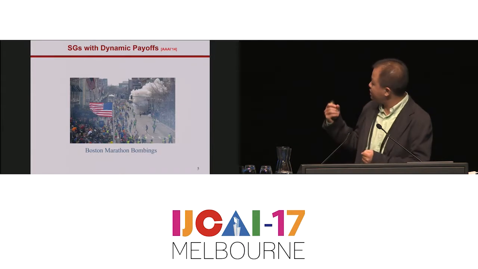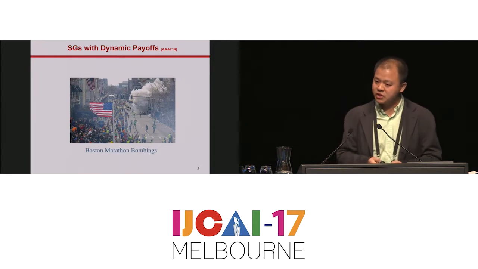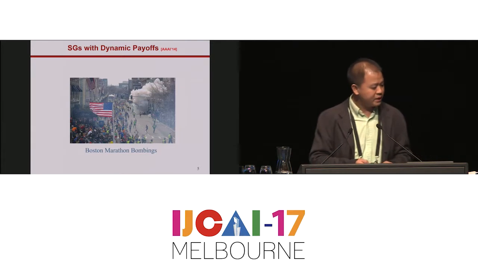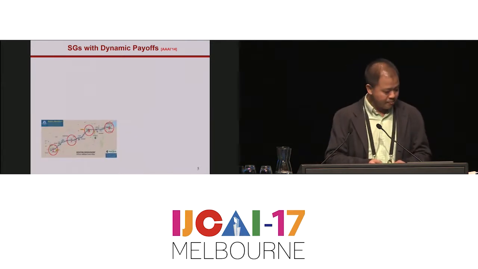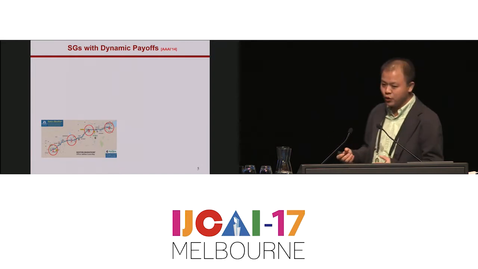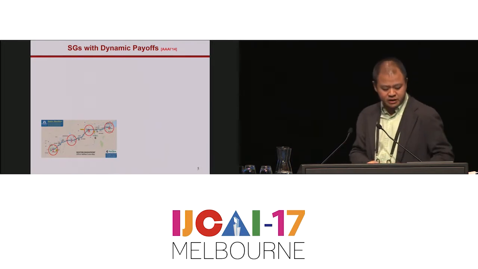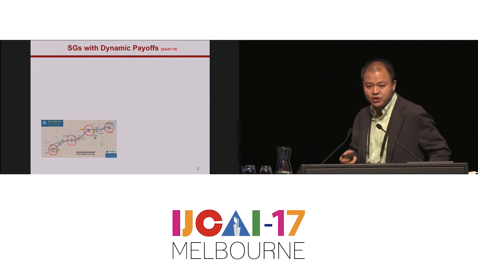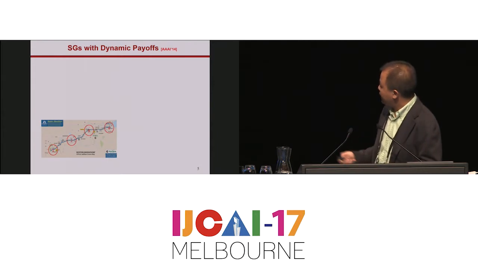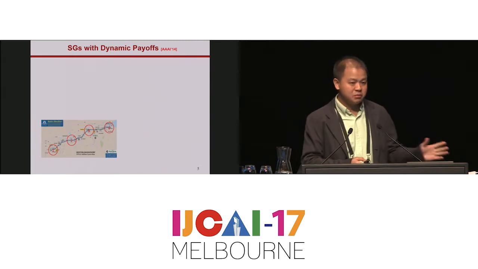So the first problem is about security games with dynamic payoffs. I use the Boston Marathon as a motivating example. In 2013, there was a bombing in the Boston Marathon, and 3 people died. Later, we looked at the Boston Marathon route. It's kind of a straight line of about 40 kilometers. If you are a police officer, definitely we need to allocate security resources to protect such kinds of events. The Boston Marathon is a long line, 40 kilometers, and it starts from 8 a.m.